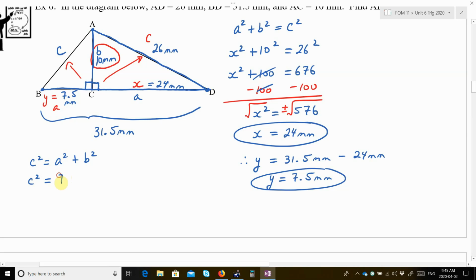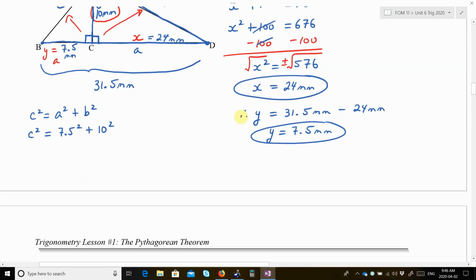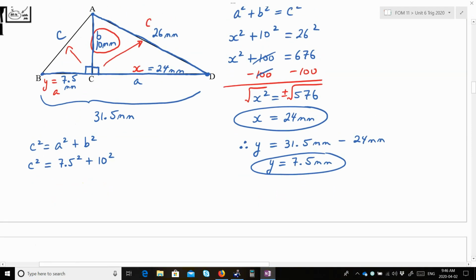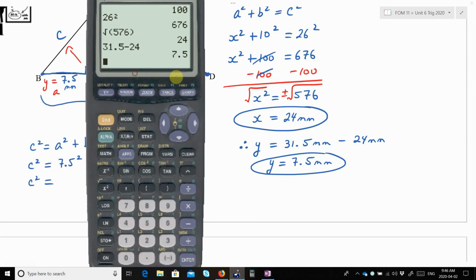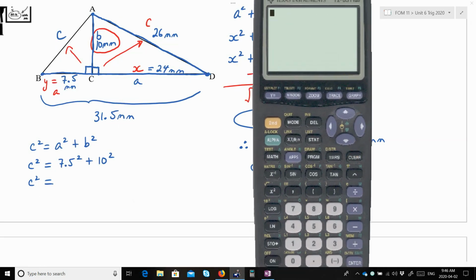A is 7.5, so I'm going to go 7.5 squared plus 10 squared. So C squared is equal to 7.5 squared plus 10 squared. Press enter. 156.25.